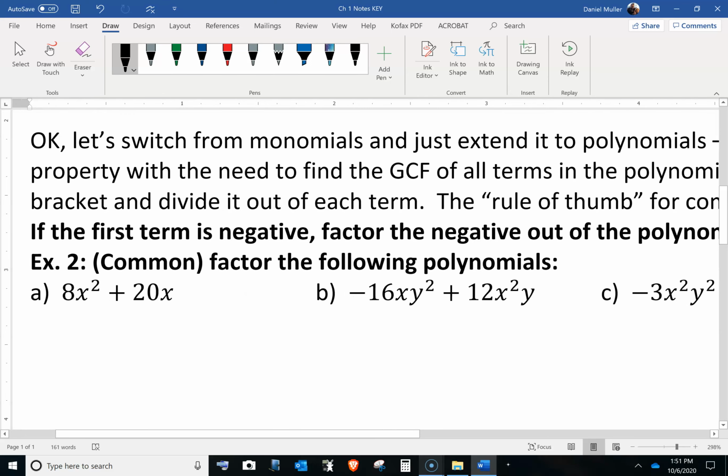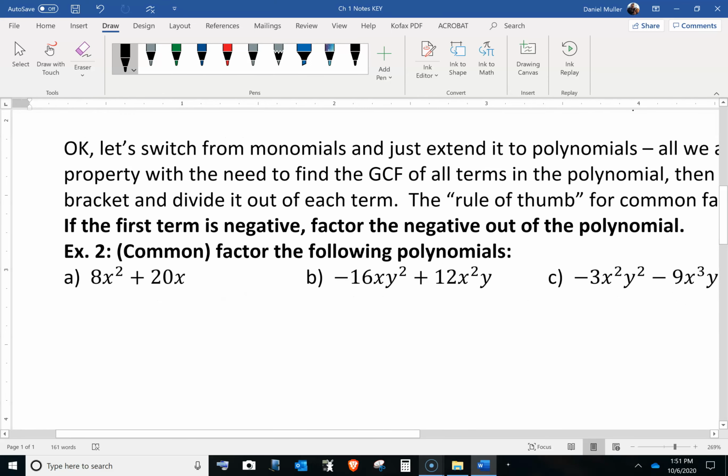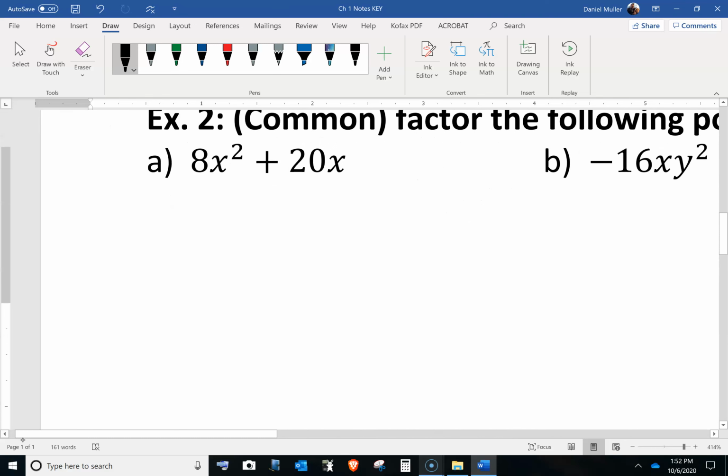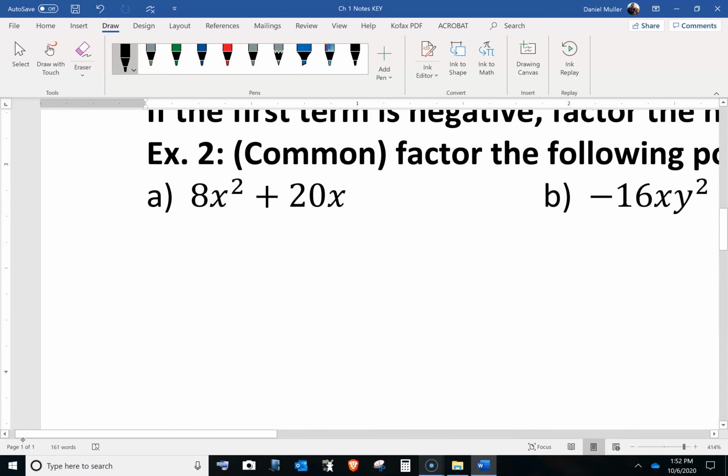Okay, so let's switch from these monomials with commas into polynomials. Here it says common factor the following polynomial. So we need to find out what is the GCF of this. Sometimes it's nice to write it off to the side here. The number that these both can be divided by is a 4, and they both have at least an x to the 1. X to the 1 is the smallest between them, so they both have a 4x.